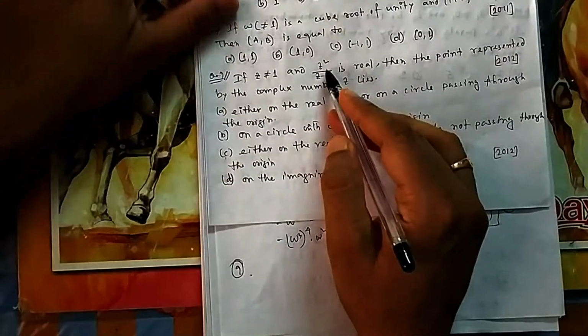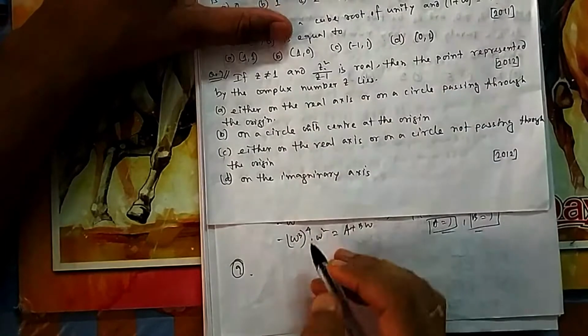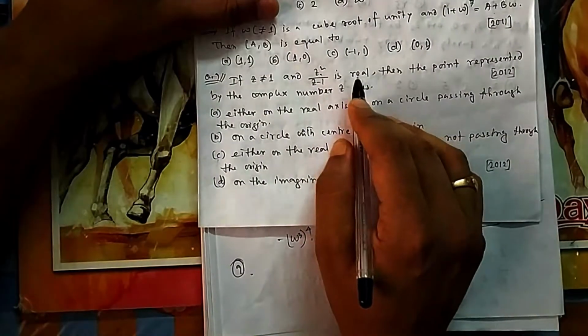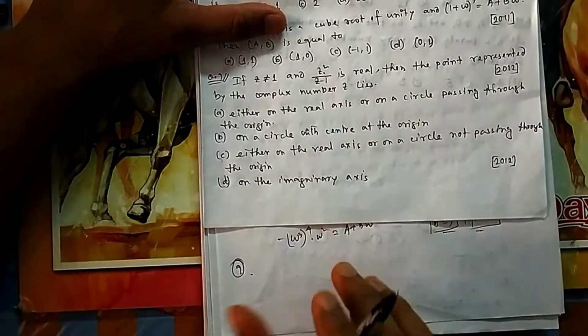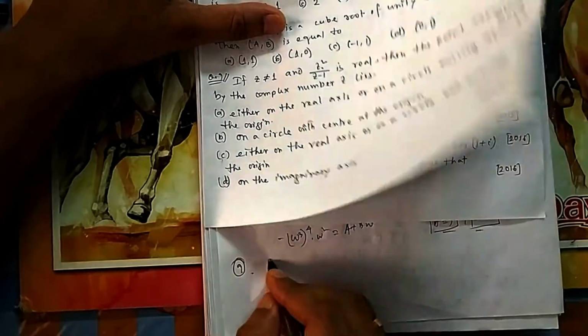Again this one you can use z equal to x plus iy, there is no issue, not so big in this one. This should be real, that means the imaginary part of this one should be 0. So from that you will get some equation of x and y. With that you can see what does your z represent.